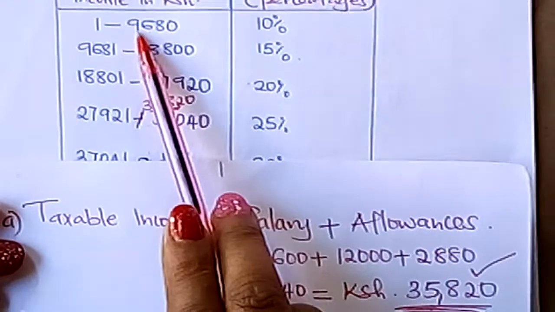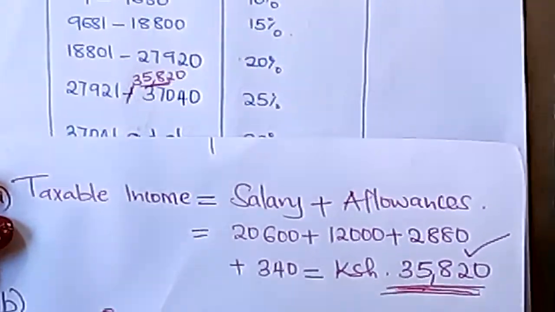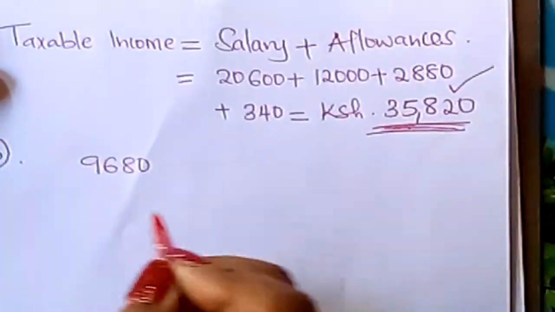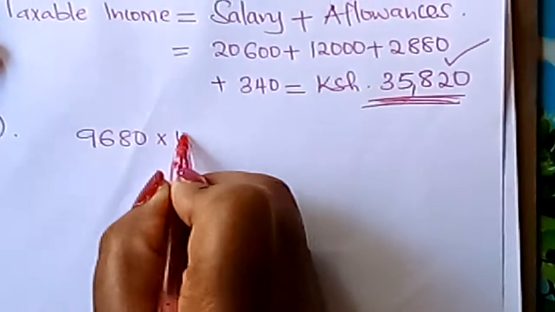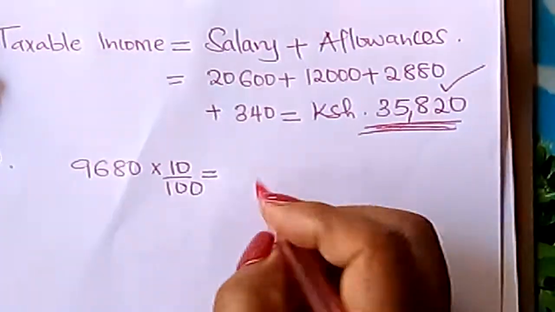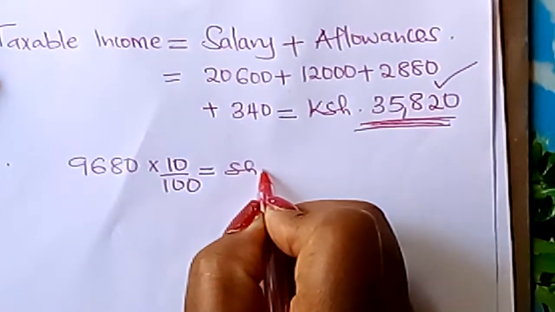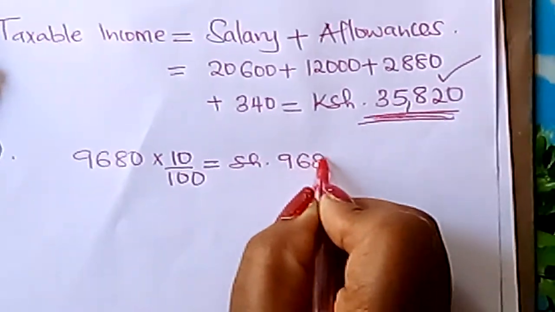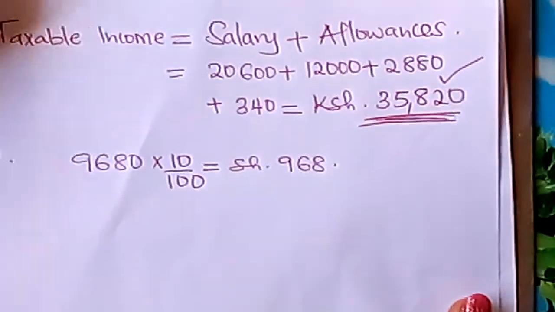So you take the first band, 9,680 shillings, taxed at the rate of 10%. Learner, look at that. That gives you shillings 968. That is the tax from the first band.